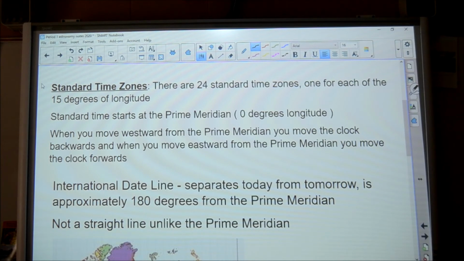So right now, it's 10 o'clock in the morning here for us in New York State. That means that they're 5 hours ahead of us. They would be at 3 in the afternoon.